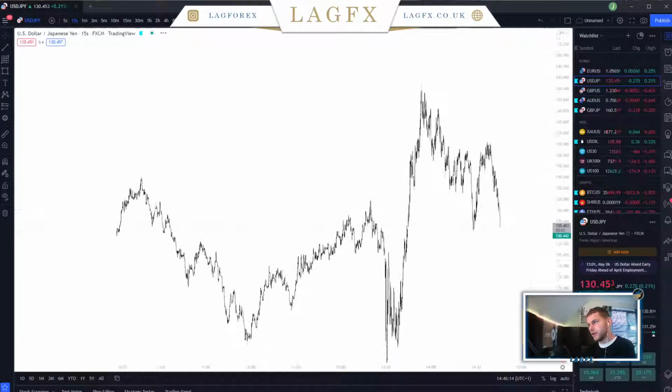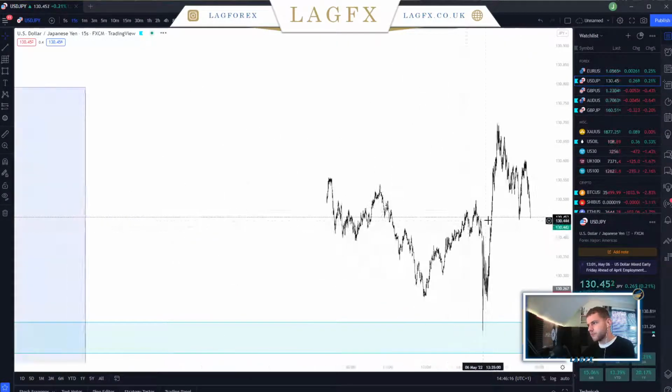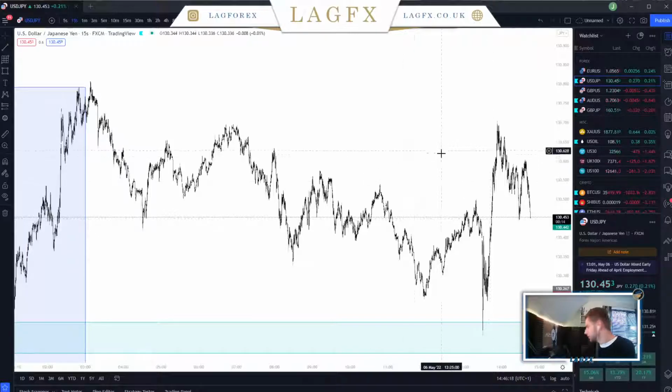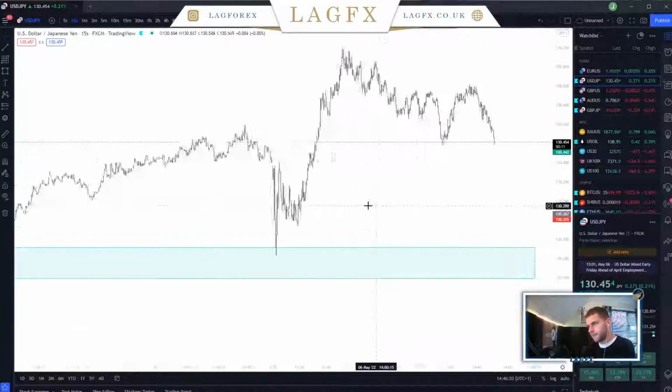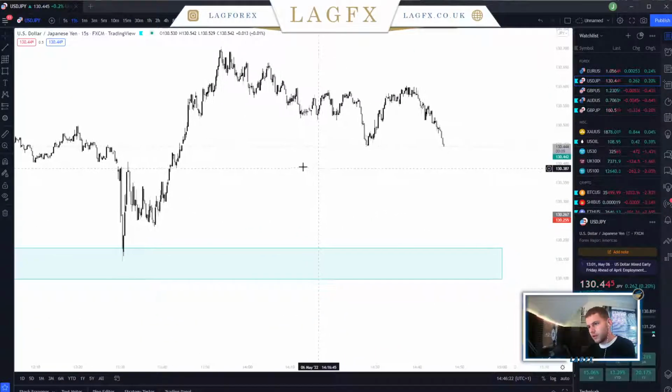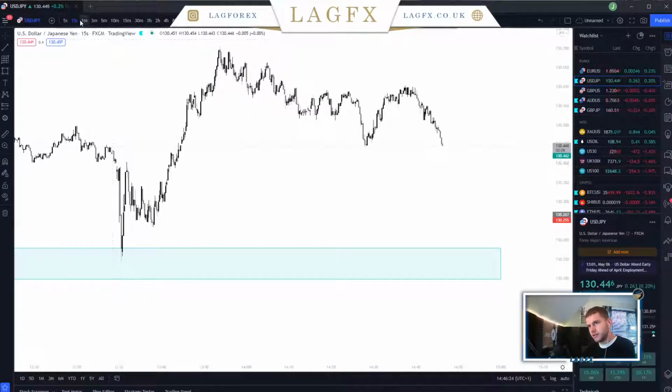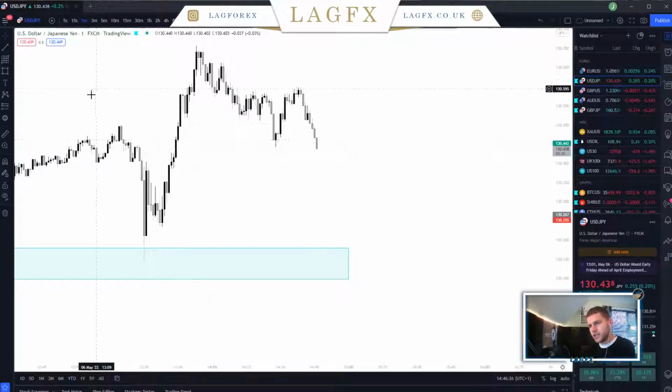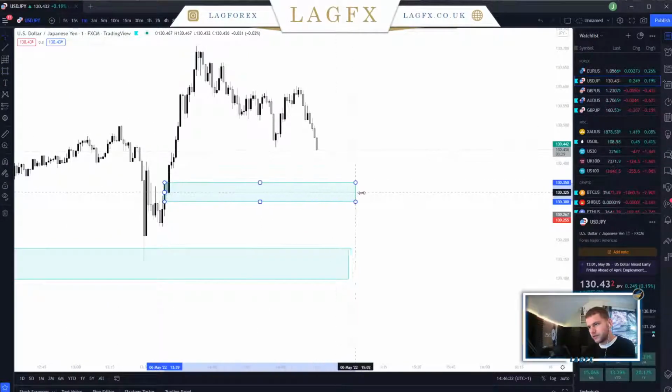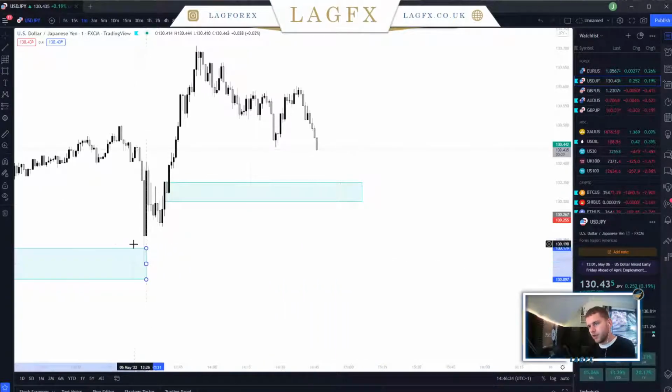Going back to the dollar yen, just to see what's happening in here. Potentially seeing this in here as an unmitigated position that we would like to see get mitigated on the off chance that price trades us down, and we mitigate the position.